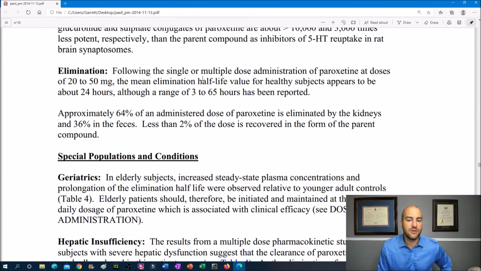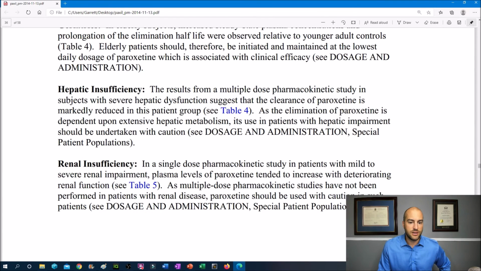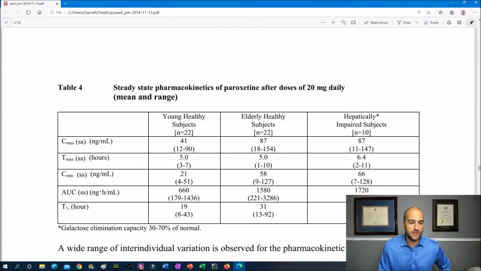Elimination. Following single or multiple dose administration of paroxetine at doses of 20 to 50 milligrams, the mean elimination half-life for healthy subjects appears to be about 24 hours, although a range of 3 to 65 hours has been reported. Approximately 64% of an administered dose of paroxetine is eliminated by the kidneys and 36% in the feces. Less than 2% of the dose is recovered in the form of parent compound. Special populations. So we talked about geriatrics. Skip over renal and kidney.